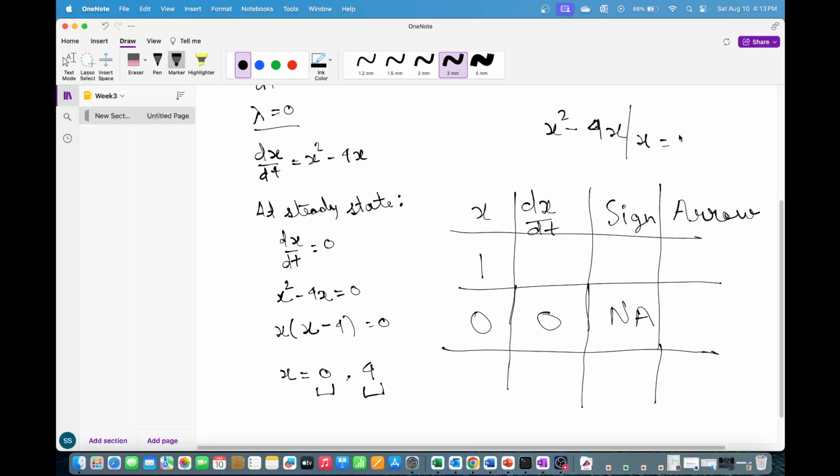You substitute x equal to 1, this becomes 1 minus 4 is minus 3. So the value of dx/dt is minus 3. The sign is negative, so the arrow is pointing inside.